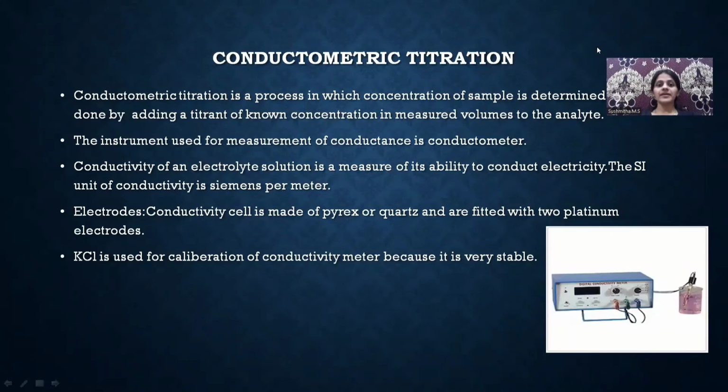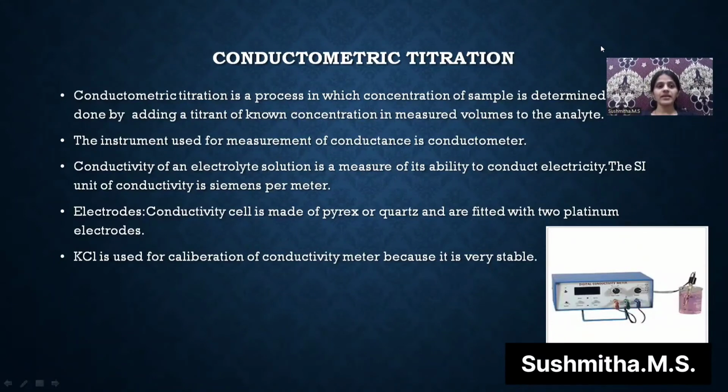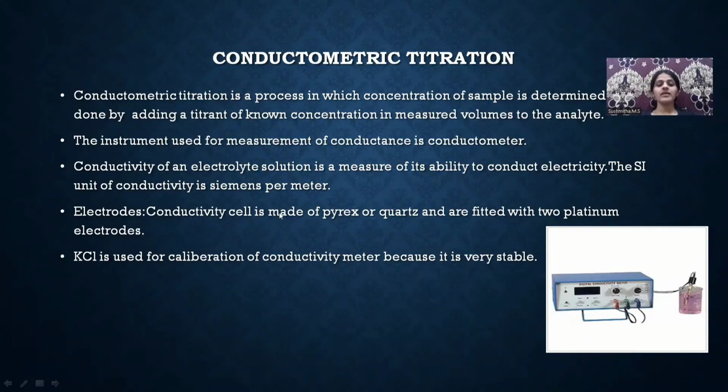Now let's talk about conductometric titration. Conductometric titration is a process in which the concentration of a sample is determined by adding a titrant of known concentration in measured volumes to the analyte. The instrument used for measurement of conductance is the conductometer, as shown in the figure.